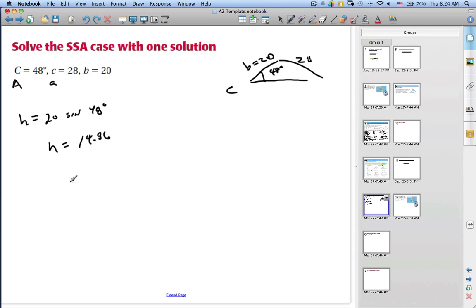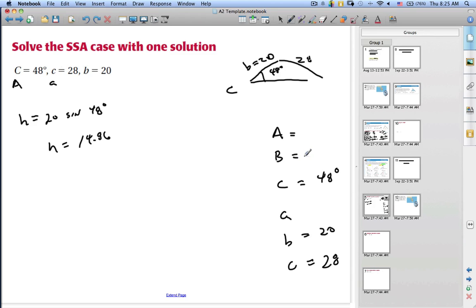And I know that I'm looking now for the angle B is what I want to find. If I find angle B, remember I want to find A, B, and C, and a, b, and c. And some of these are supplied. So they gave me angle C, it's 48 degrees. They gave me side b, it's 20, and they gave me side c, it's 28. This is what was supplied.